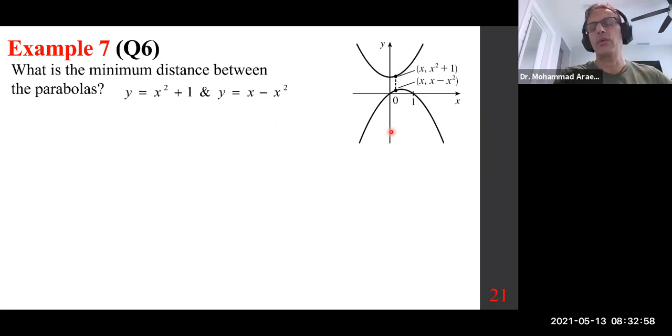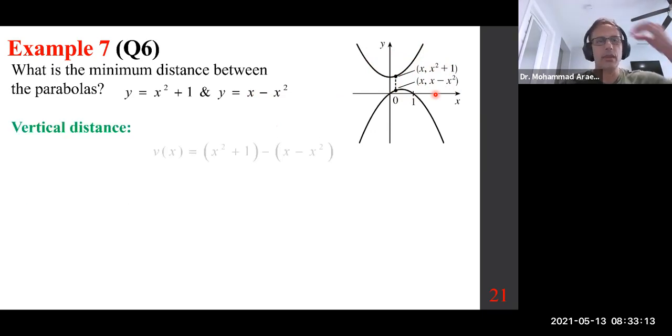Therefore, the moment you see the graph, you see the minimum distance would be a minimum vertical distance. If we don't know where it happens, the x coordinate, we call it x. For the top one, the y coordinate is x squared plus 1. For the bottom one, it is x minus x squared. So we are minimizing the vertical distance.